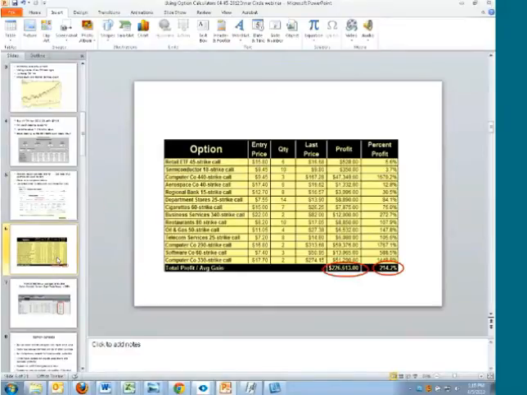And here's a snapshot of the current option portfolio. This is as of a couple days ago. We had a $226,000 open trade profit and 214% average return. And as I said, a lot of these options we've been rolling over, and we've been compounding our returns.